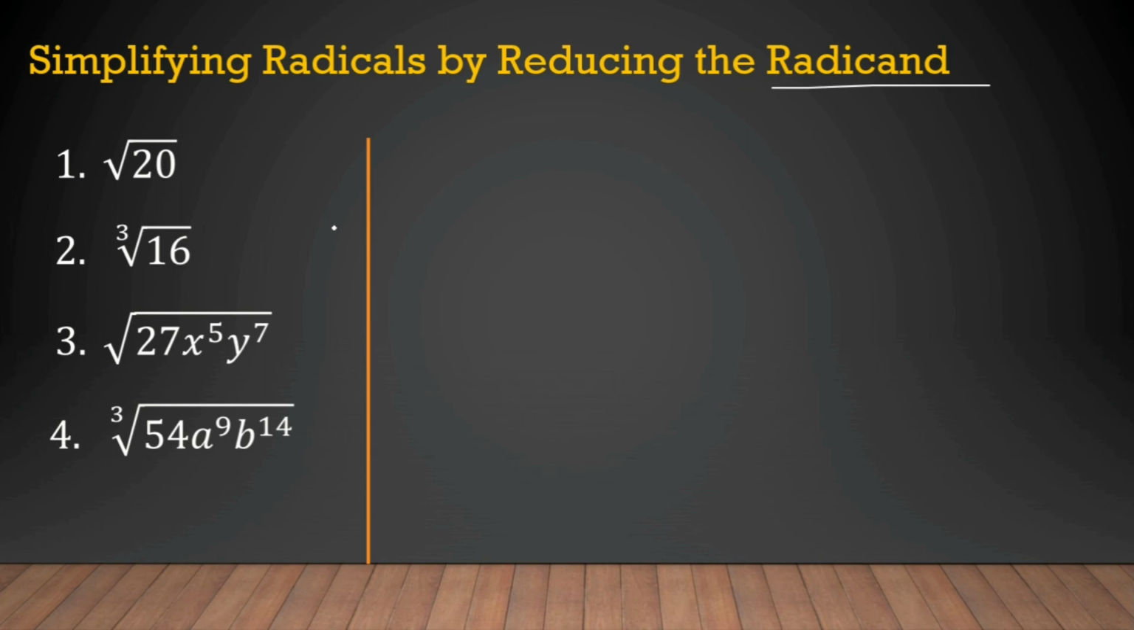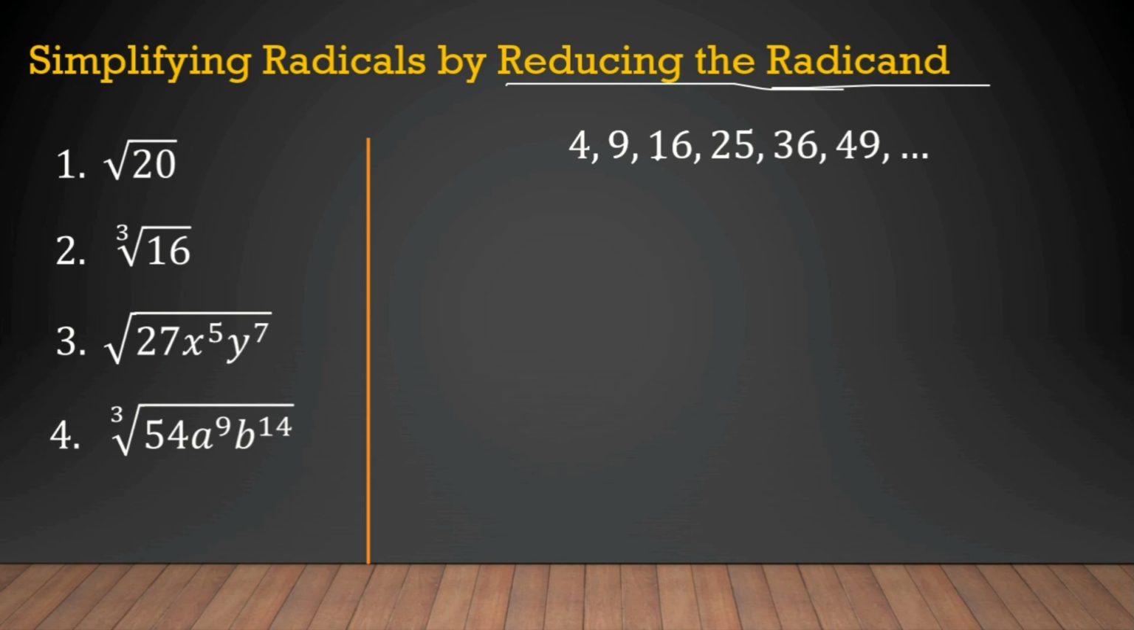So, kapag sinabi nating reducing the radicand, hinahanap natin or hahanap tayo ng dalawang factor ng 20 na kung saan ang isang factor niya ay perfect square at ang isa naman ay hindi. So, ano-ano ang mga numbers na merong perfect square? Okay, so we have 4, 9, 16, 25, 36, and 49.